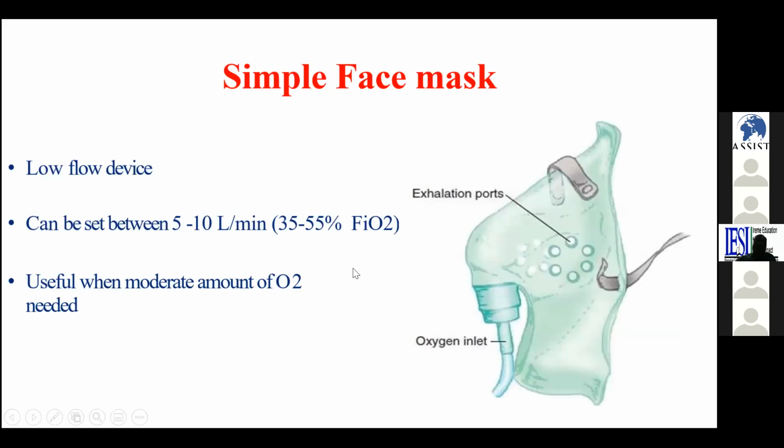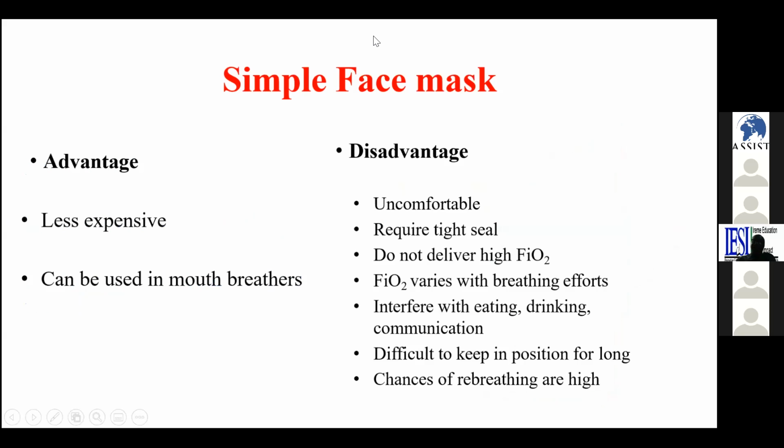So let's talk about the simple facial mask. I know every DH, every medical staff, nurse, whoever, is familiar with this mask. What I want you to know is that it can administer oxygen between 5 to 10 liters per minute, and you expect your FiO2 to range between 35 to 55%. This is commonly used in our settings, so I won't dwell on it. Let's go to the next slide and see the advantages of this simple facial mask.